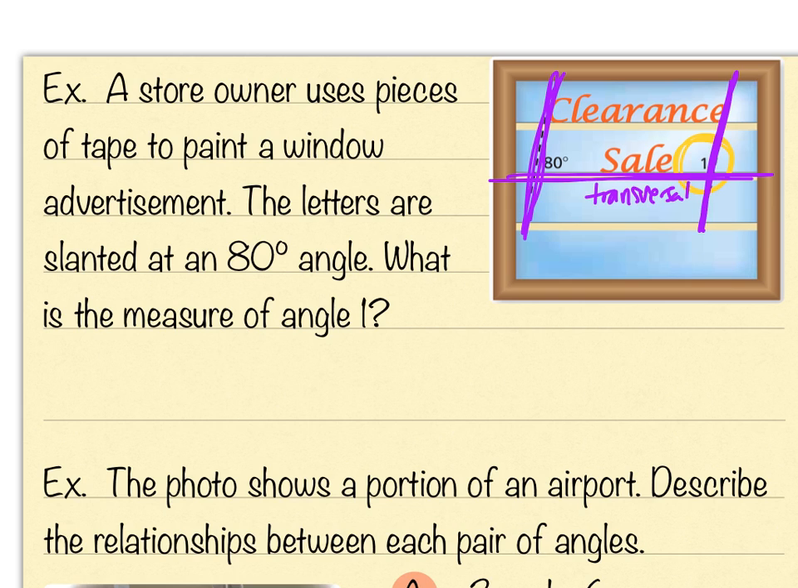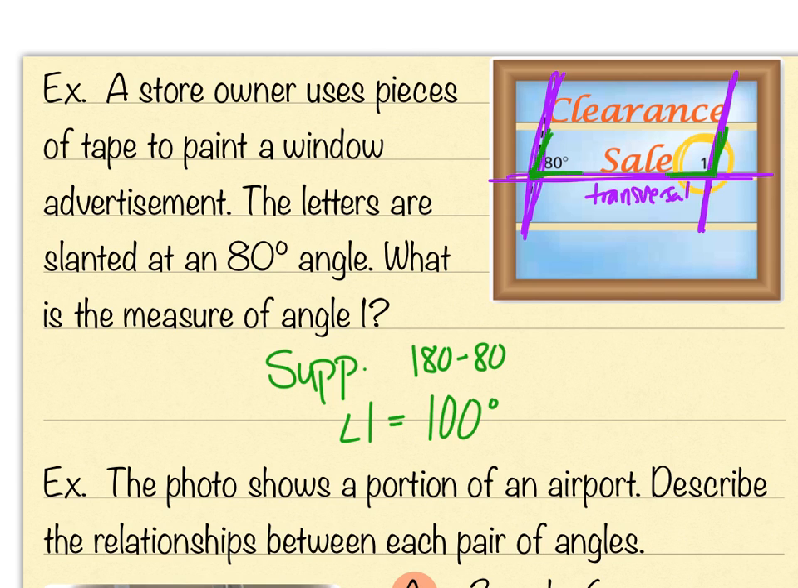In fact, they're just going to be supplementary because this acute angle cannot be equal to that obtuse angle right there. So I do know that they'll add to 180 degrees. I know they're supplementary, and because I know they're supplementary, 180 minus 80 means that that has to be 100 degrees. So angle 1 is equal to 100 degrees.